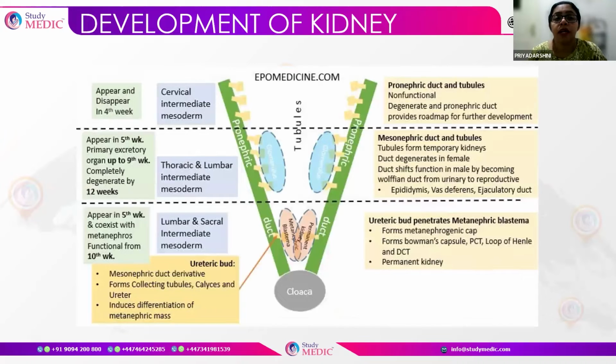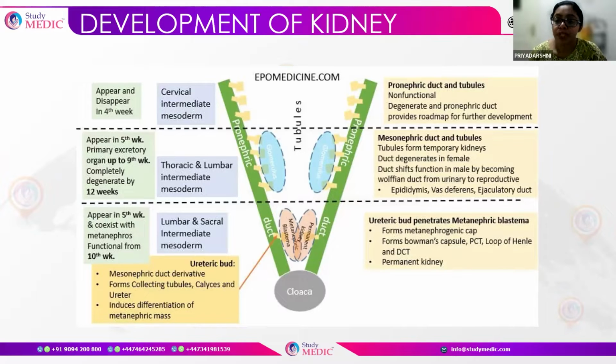Now, going ahead to development of the kidney proper, we have three things that form. One is called the pronephros, next is the mesonephros, next is the metanephros. In all the three, we have the duct and the tubules. Coming to the pronephric duct and tubules, they usually appear and disappear in the 4th week, and they arise from the cervical intermediate mesoderm. They are non-functional. So their only role is that they degenerate and do not give rise to any adult structures.